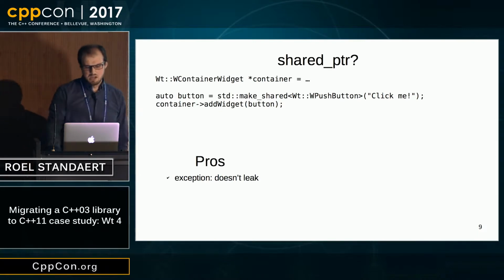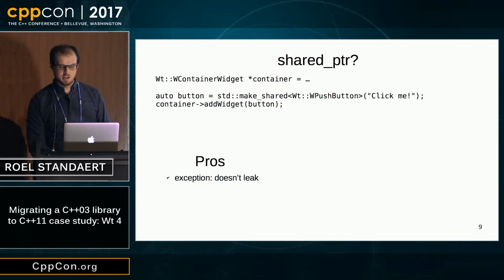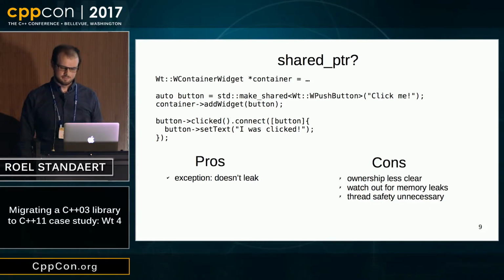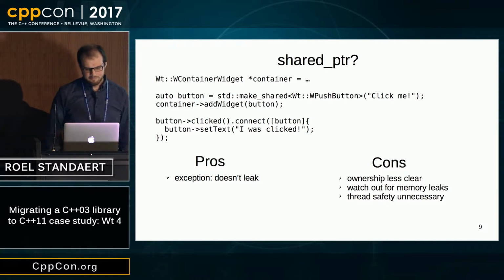Of course, this again doesn't leak when there's an exception that throws, but the ownership relationship is less clear here, and you have to watch out for accidentally creating memory leaks. One of the ways that you could do that is if you would define a lambda and then accidentally capture this shared pointer, then you would just create a loop.